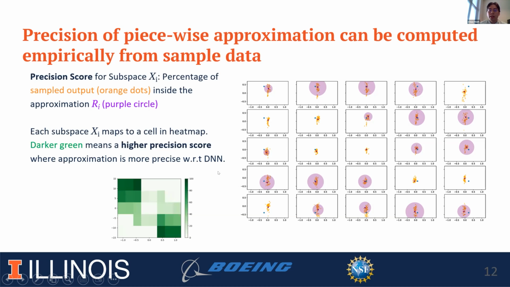Now, we also provide a measure to compare how close this approximation is with respect to the actual perception pipeline. We can calculate this precision score by just counting how many of the orange dots, which are the samples from the actual pipeline, fall inside our approximation, denoted by this purple circle. Then each partition maps to a cell in this precision heat map, with the darker green representing a higher precision score.